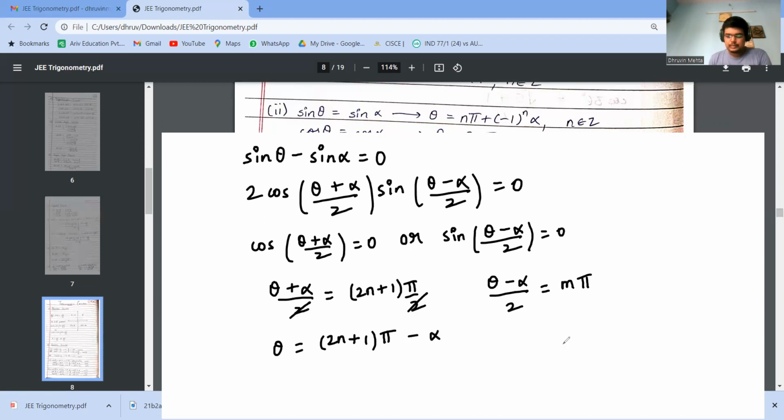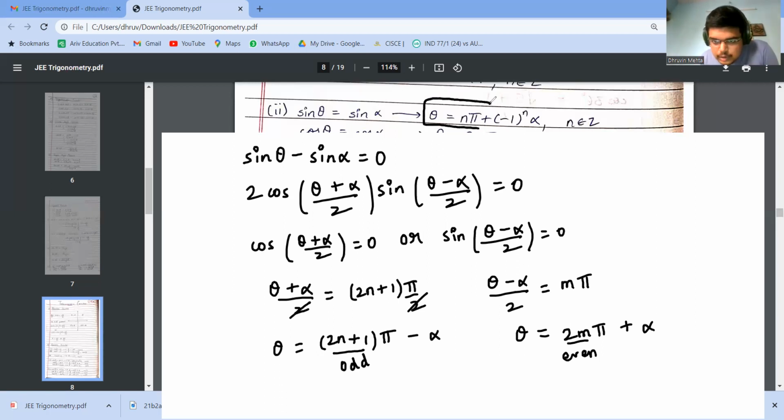Are you guys following this? And from here we will get theta is equal to 2m pi plus alpha. These are the two answers which we are getting. Do you guys agree with me? 2n plus 1 means odd, and 2m means even. So the situation is that we have combined these two answers, and the combined answer is this. Now you will be wondering how this combined answer came about.